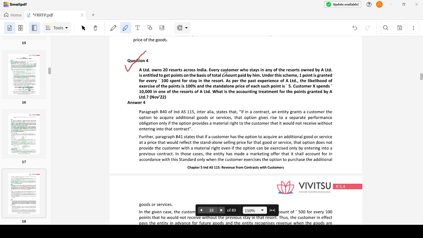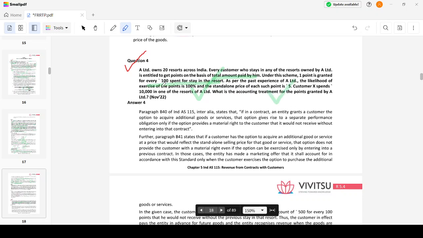Till November 22, we'll be discussing; May 2023 will be discussed separately. A Limited owns 20 resorts across India. Every customer who stays in any of the resorts owned by A Limited is entitled to gain points on the basis of the total amount paid. Under the scheme, 1 point is granted for every 1,000 rupees spent for stay in the resort. As per past experience, the likelihood of exercise of the points is 100%, and the standalone price for each point is 5 rupees.